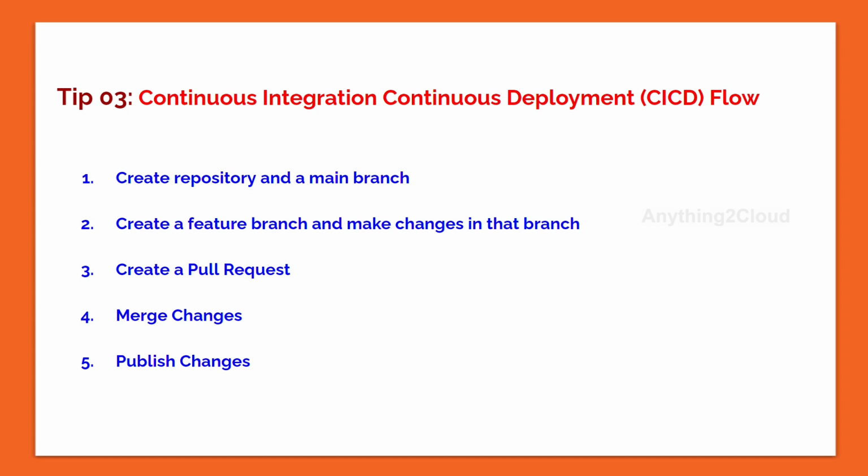Next step is on continuous integration and continuous deployment. Steps involved in deploying this: the first one is create a repository and a main branch, then create a feature branch and make changes in that branch. Then the third one is create a pull request. Fourth one is merge changes. Finally, publish the changes. So this is the flow in the CI/CD process.